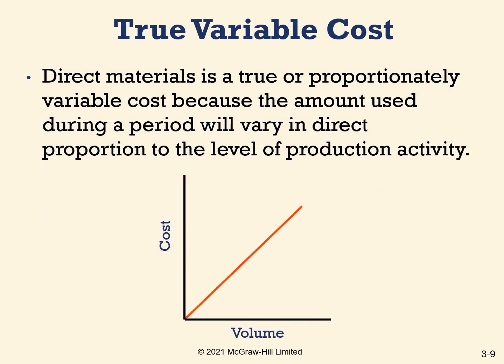So we can look at the idea of a true variable cost. An example of a true variable cost is direct materials. Direct materials is a true or proportionally variable cost because the amount used during a period will vary in direct proportion to the level of production activity.